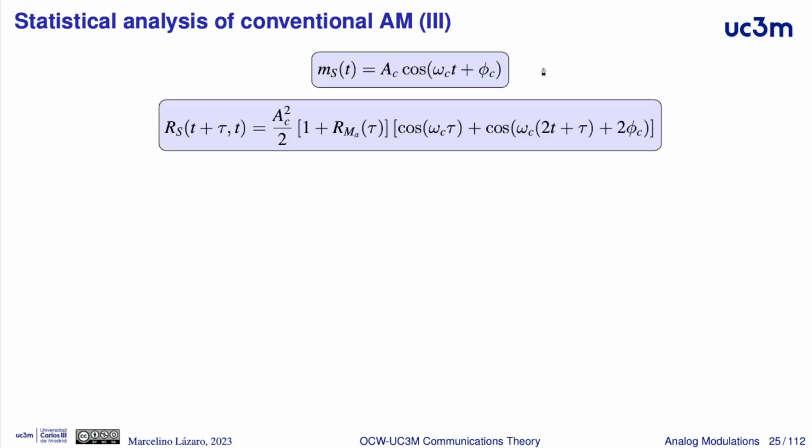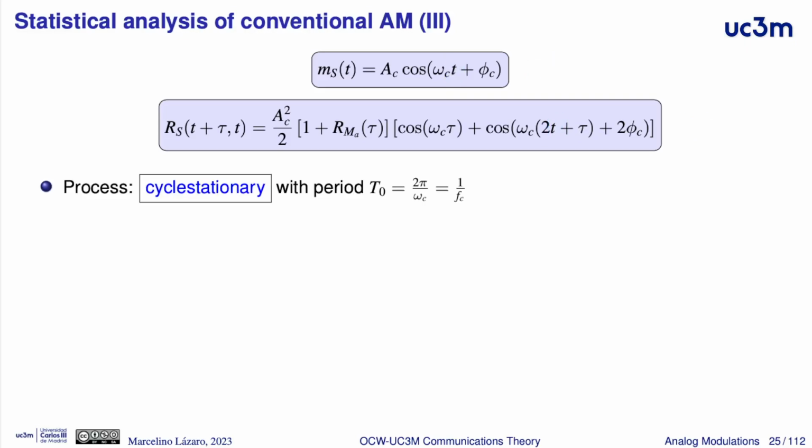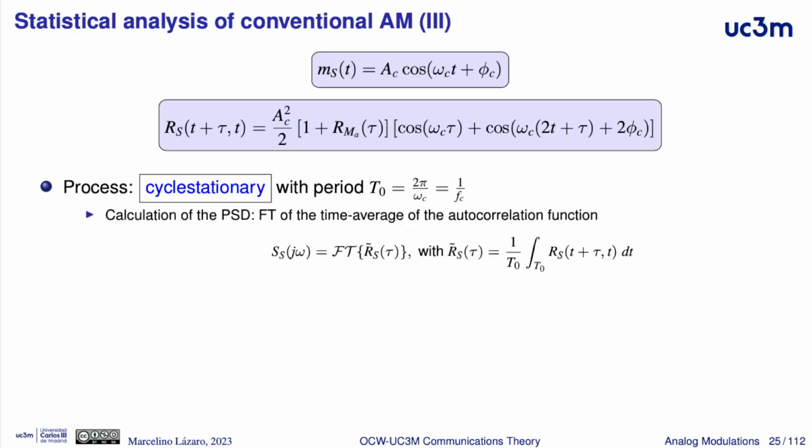It is straightforward to see that both the mean and the autocorrelation function depend on the time, but this dependence is cyclic, is periodic, with period given by the frequency of the carrier. Therefore, we have a cyclostationary random process, and the power spectral density is obtained by means of the Fourier transform of the time average of the autocorrelation function.